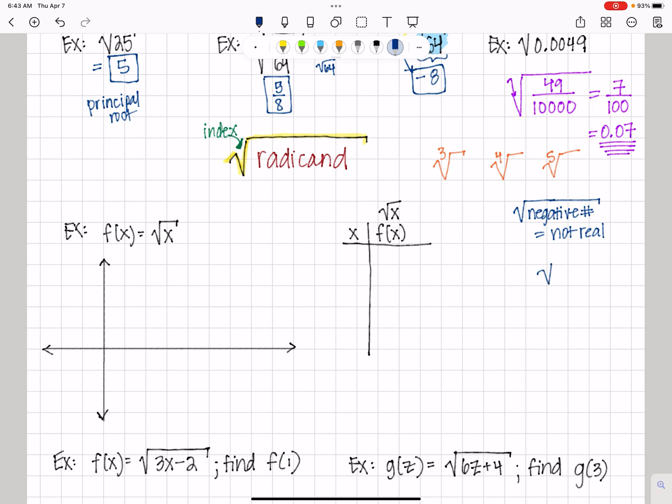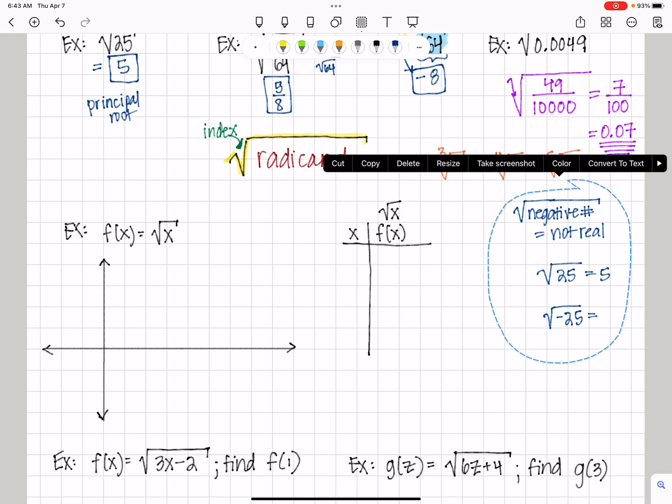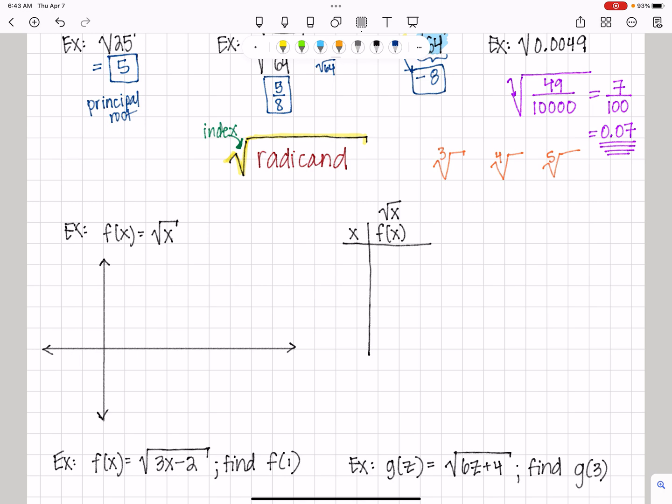Because there's no real number times itself that's going to equal a negative. So for instance, if I have the square root of 25, we know that that's 5 because 5 times 5 is 25. But if I have the square root of negative 25, there's no real number times itself that equals negative 25. Negative 5 times negative 5 is still positive 25. So there isn't a number that you can multiply by itself that's going to equal a negative until you start getting into imaginary type numbers. And we're talking about the real number system, so we're going to stick with our real numbers. And our real numbers go from negative infinity on the left to positive infinity on the right.